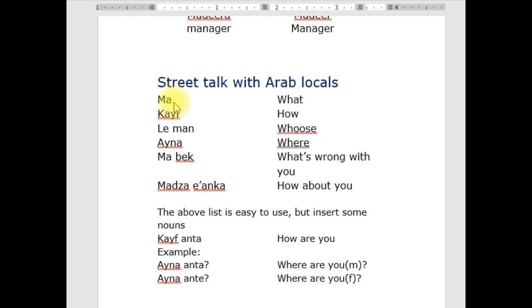Street talk with Arab locals. ما means what. كيف means how. لمن, whose. أين, where. ما بك, what's wrong with you. ماذا عنك, how about you.